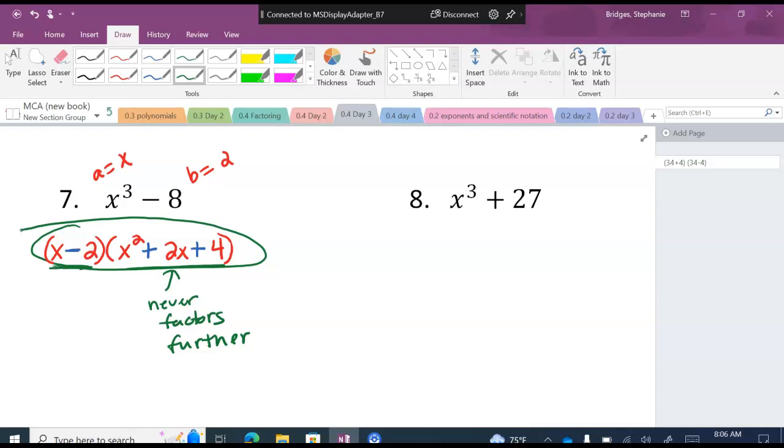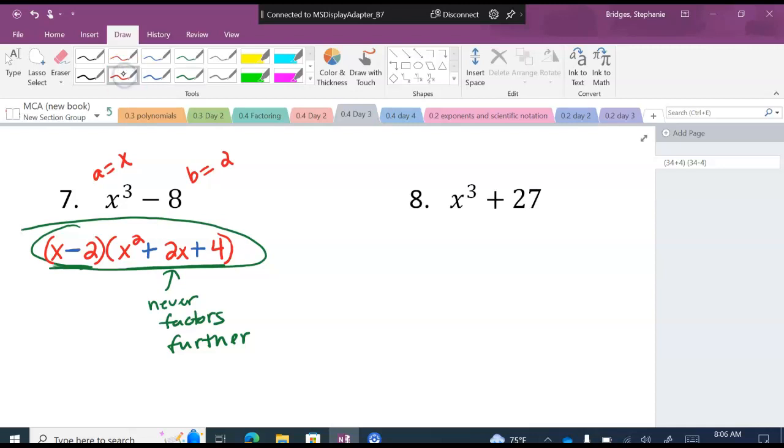X cubed and 27, do they have anything in common? Then I need to say, are they both perfect squares or both perfect cubes? Cubes. Okay. This is kind of the thought process we'll get through in a couple of days when we put all this factoring stuff together. All right. So since they're both perfect cubes, I want to figure out what my a and my b are.